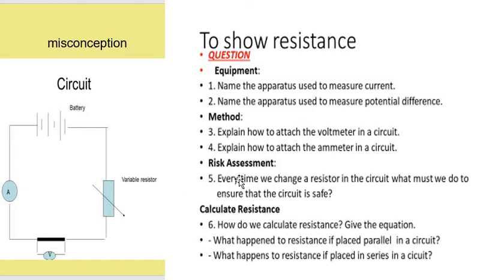And then the ammeter, how is that connected? It's connected in series, within that circle, in series. Risk assessment, every time we change a resistor in the circuit, what should we do? We should switch off the electricity or disconnect so that it does not overheat.